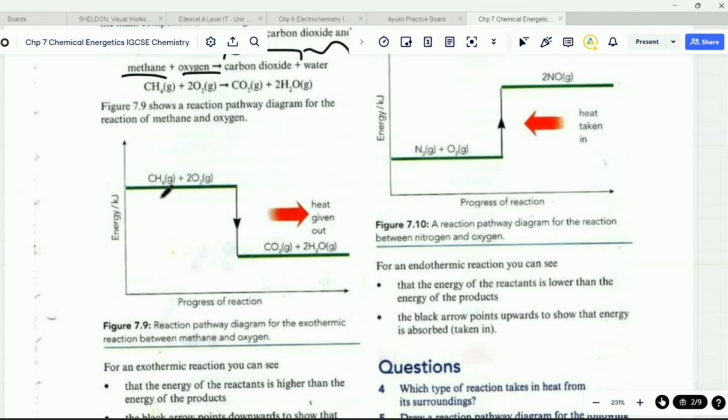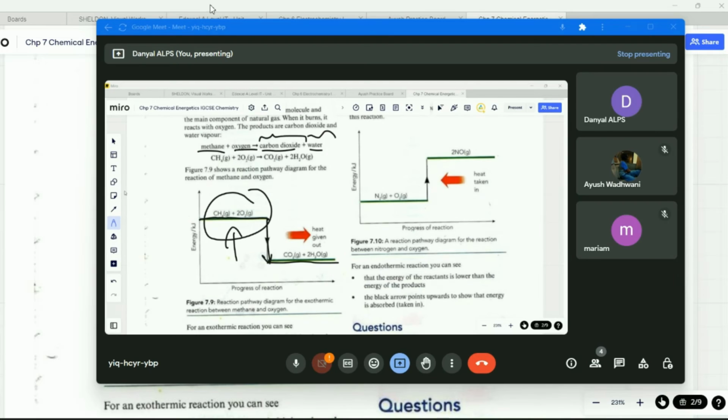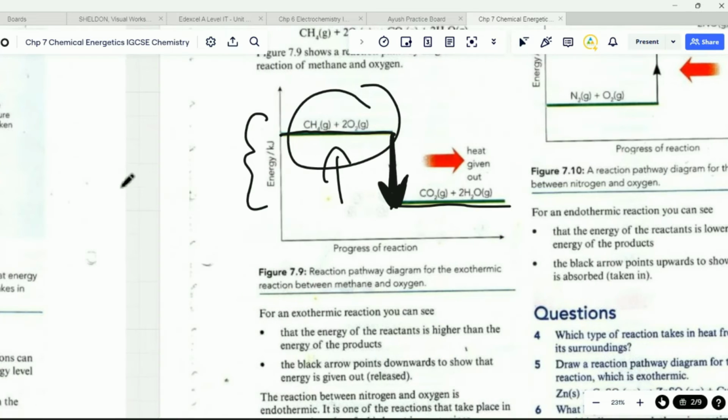So see in this example what's happening. CH4 and O2, we are reacting these two things, and when we react them, what do we get? Carbon dioxide and water. So during this reaction, what is happening? You see this graph here, it goes downwards and then again it goes horizontal like this. What does this mean? Whenever an exothermic reaction takes place, this arrow will go downwards, indicating that there is a loss of heat energy.